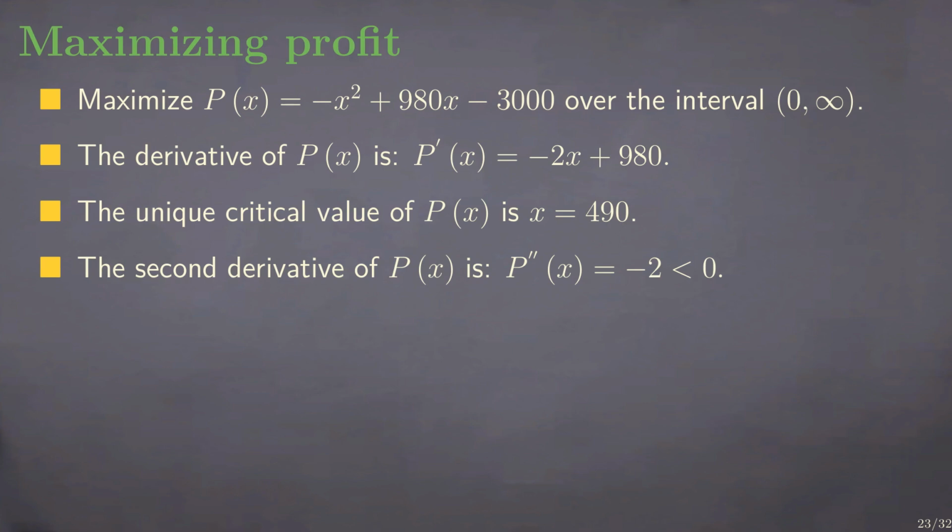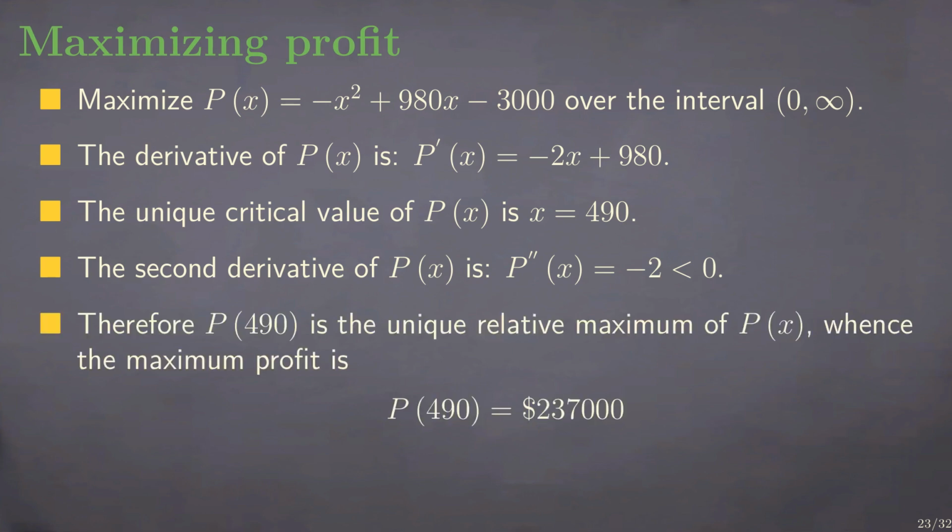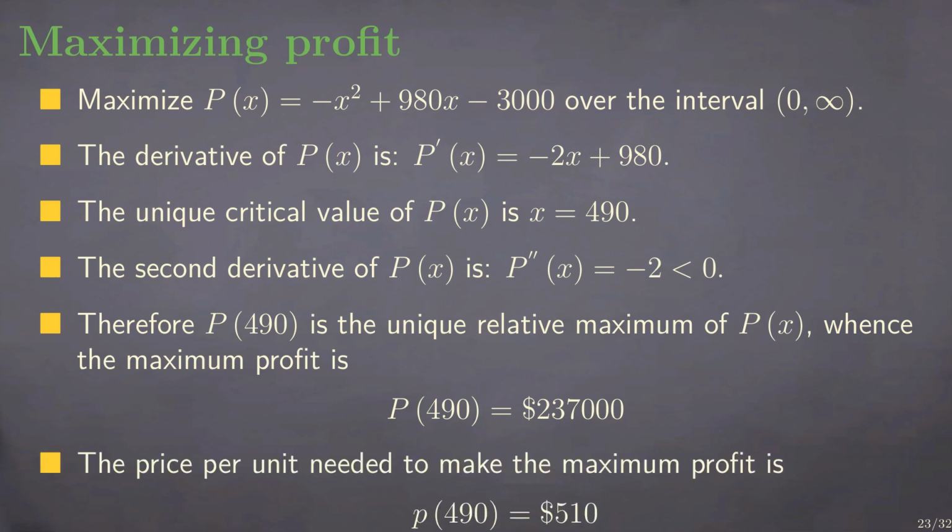So using the second derivative test, we see that the value P(490) is the unique relative maximum of P(x), and of course because of that we know that it is the maximum profit that we can get. By computing P(490) we know that it is $237,000. And because we know that after selling 490 items we get the maximum profit, by using the formula for the price per unit we can easily get that the price per unit needed to make the maximum profit is P(490), which is $510.